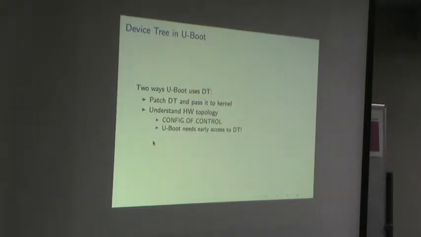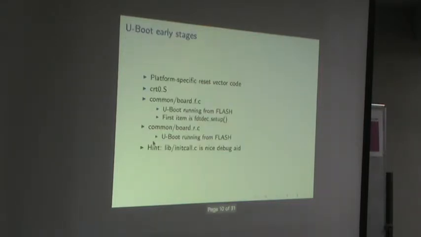But the more interesting way we use device tree is that we pass the device tree to U-Boot, and U-Boot can actually then use the device tree to figure out the topology of the hardware and configure itself. This is enabled with CONFIG_OF_CONTROL, and actually the device tree is available early on in U-Boot. So how early on is that? Well, the bootloader early stages in the case of U-Boot can be split into these four sections.